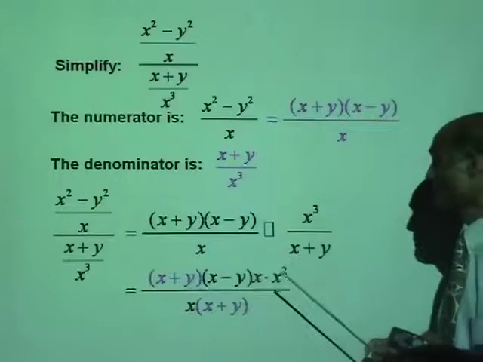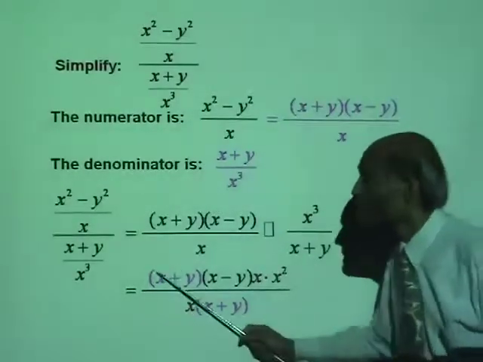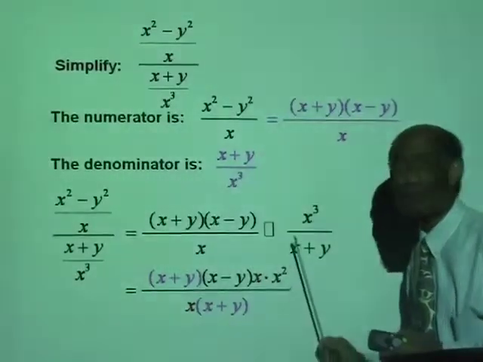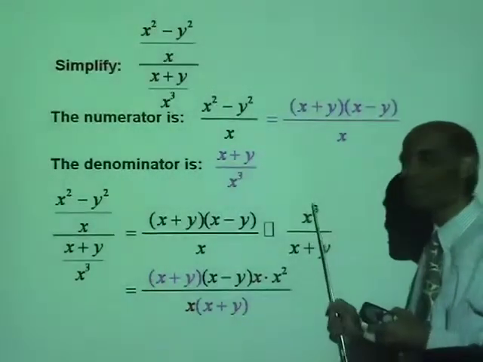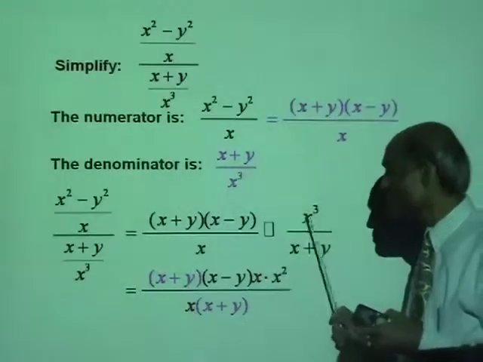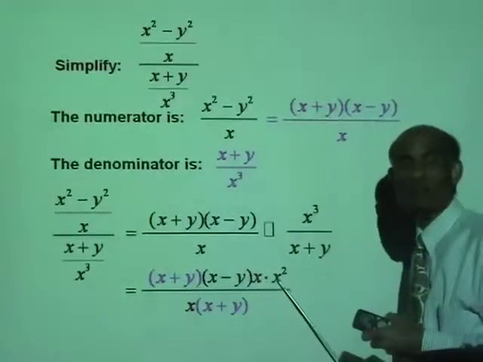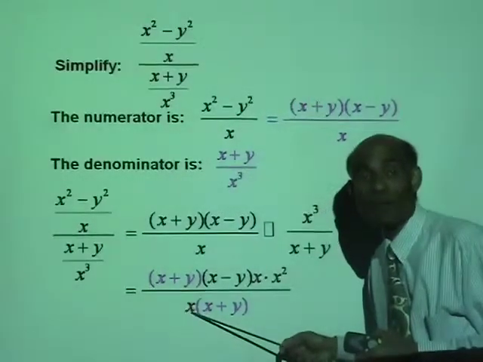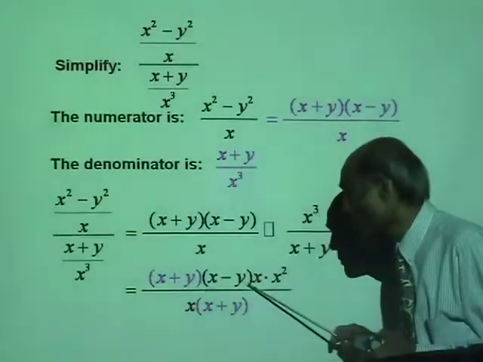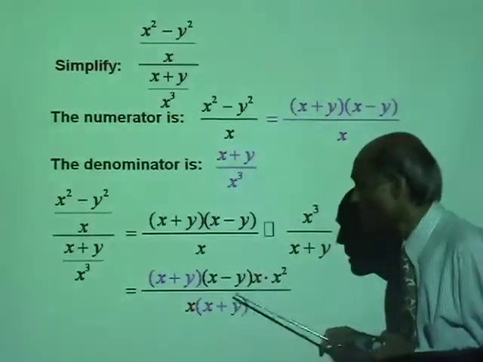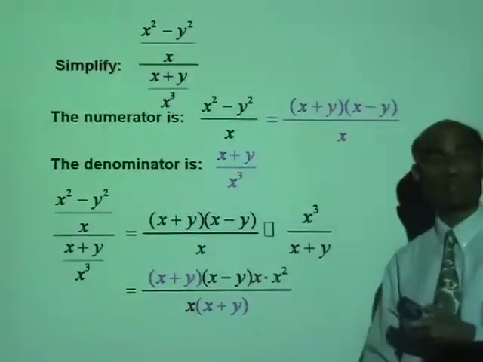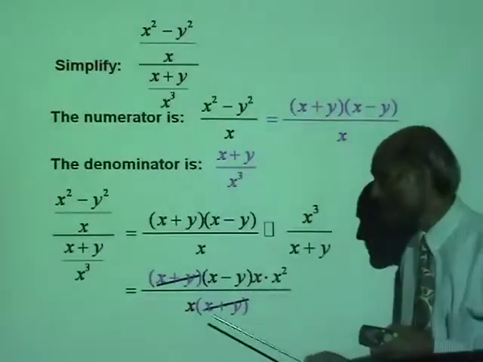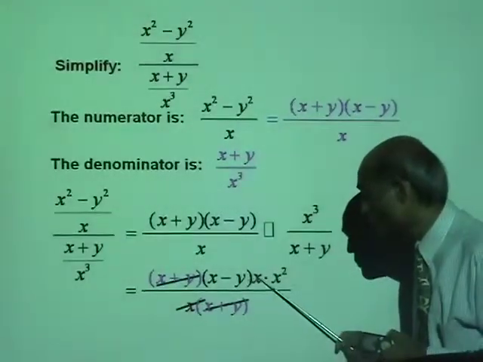Can you simplify this? Now, you can see x plus y and x plus y are common. And look at the way I rewrote the x cubed to make it easy for us to simplify. X cubed I wrote as x times x squared. Why? Because I saw an x on the denominator. This x and that x will cancel. X plus y and x plus y will cancel. Alright, let's do that. X plus y cancels with x plus y. That x will cancel with this x.